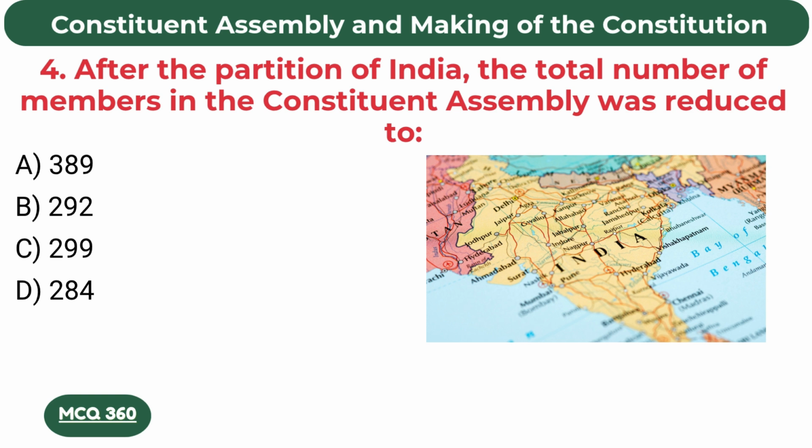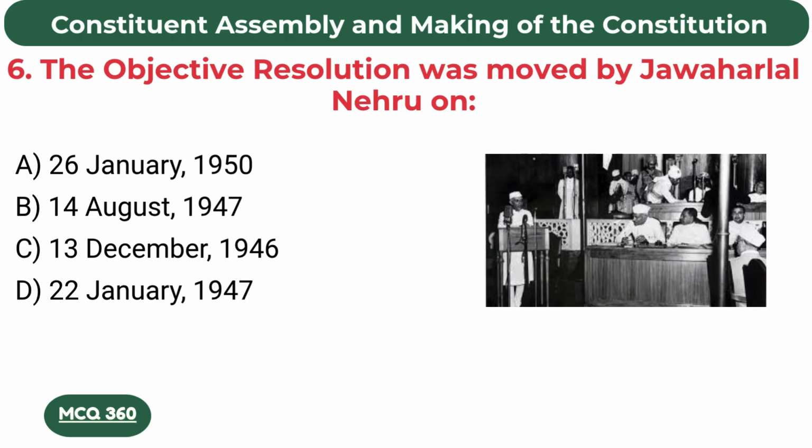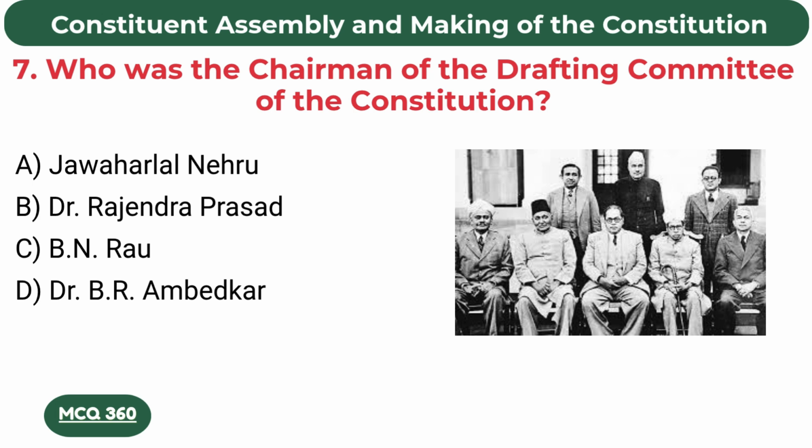After partition of India, the total number of members in the Constituent Assembly was reduced to 299. When did the first meeting of the Constituent Assembly take place? December 9, 1946. The objective resolution was moved by Jawaharlal Nehru on 13 December 1946. Who was the chairman of the drafting committee of the Constitution?